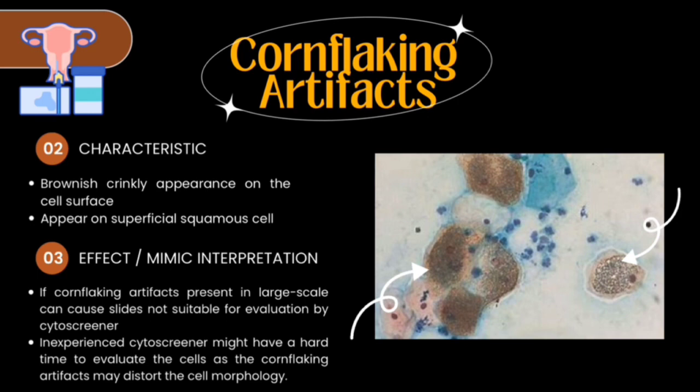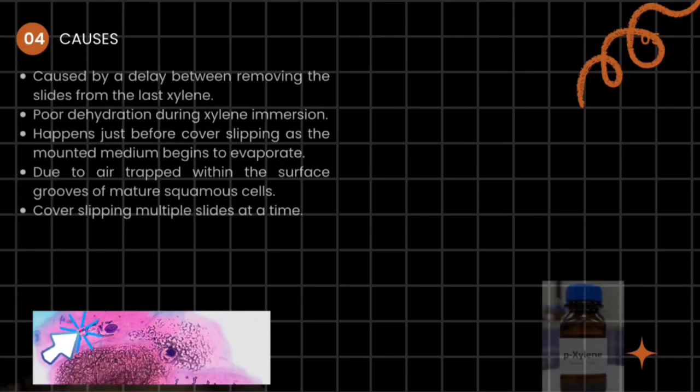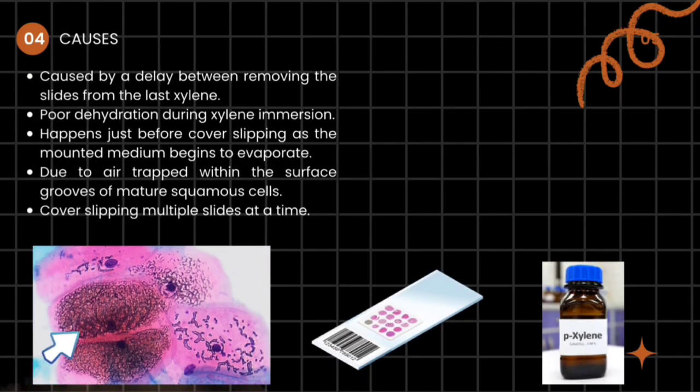The effect of this artifact is that if it is present on a large scale, it can make slides not suitable for evaluation by the cytoscreener, and an inexperienced cytoscreener might have a hard time evaluating the cells, as the cornflaking artifact may distort the cell morphology. The cause of this artifact is a delay between removing the slides from the last xylene during staining, or poor dehydration during xylene immersion.